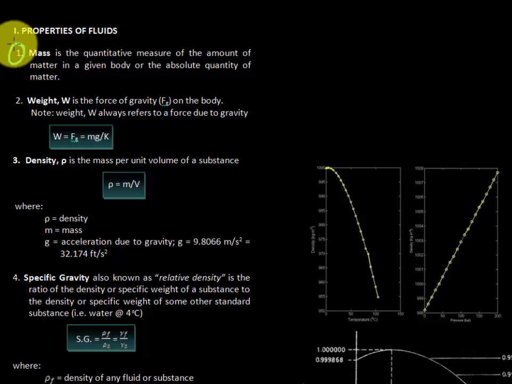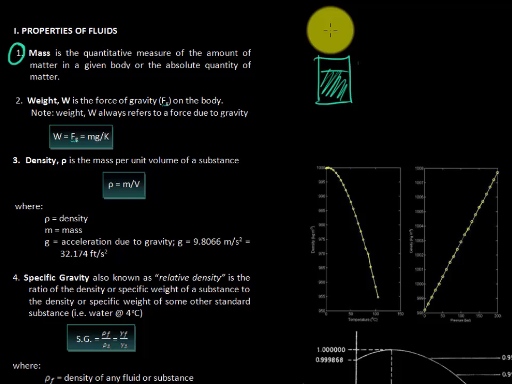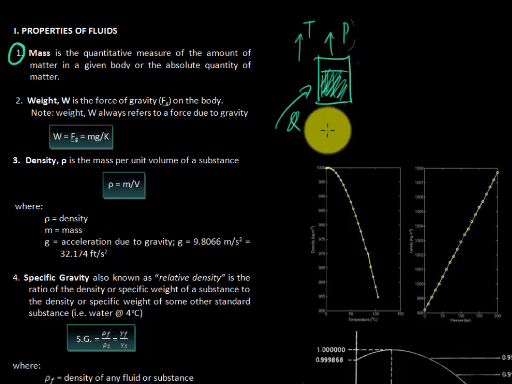So take notes, mass is the quantitative measure of the amount of matter in a given body, or it is the absolute quantity of matter. This means that the mass doesn't change at all regardless of position, temperature, pressure, etc. So let's say, for example, we have a mass inside a system. Let's consider this as a closed system. When we add heat here, causing the temperature and pressure to rise, since this is a closed system, we can consider that the mass is constant regardless of change in temperature and pressure.